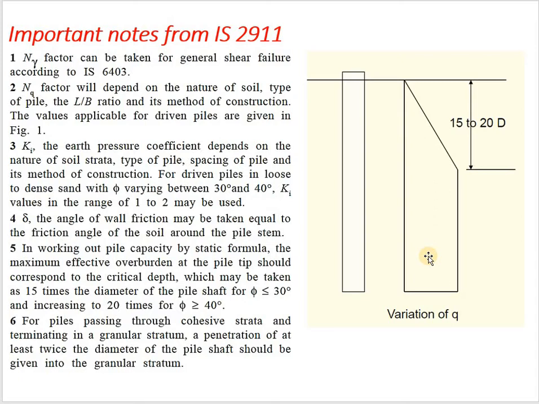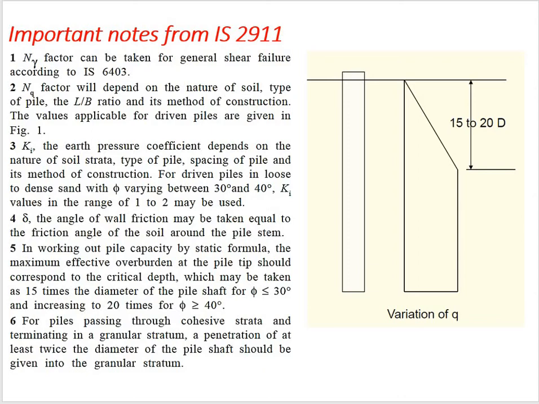So here the overburden limit is 15 times the diameter, generally taken for angle of internal friction less than 30 degree, and 20 times for angle of internal friction up to 40 degree or even greater than 40 degree. Now if the piles are passing through cohesive strata and then terminate in the granular strata, then a penetration of at least twice the diameter of the pile shaft should be given into the granular strata. That is a general guideline given by IS 2911. All these aspects will definitely be covered while solving the problems.